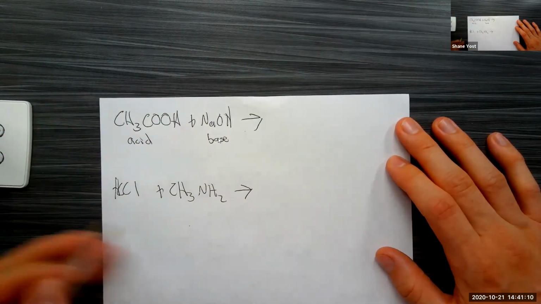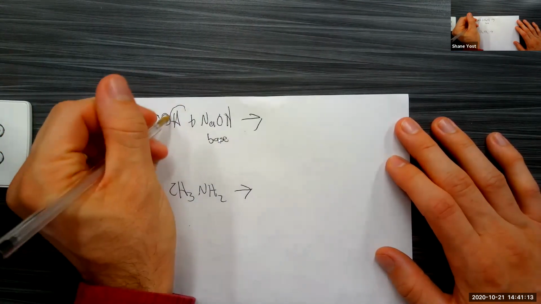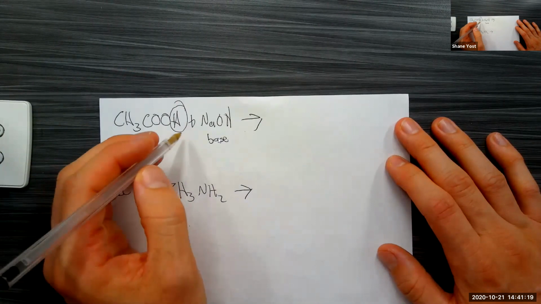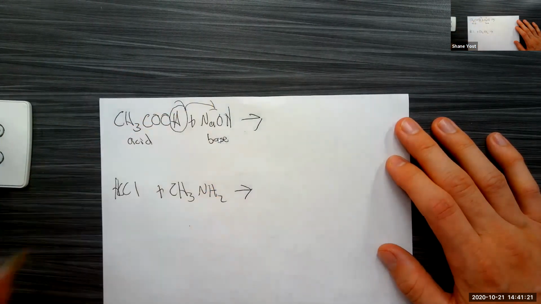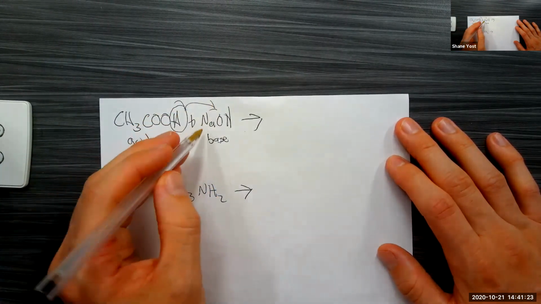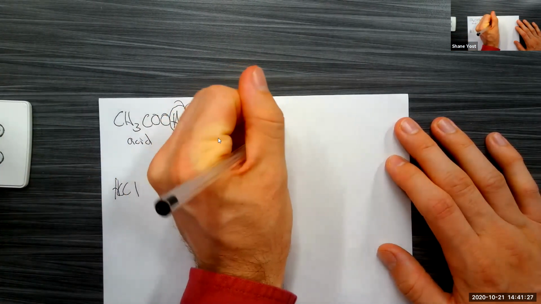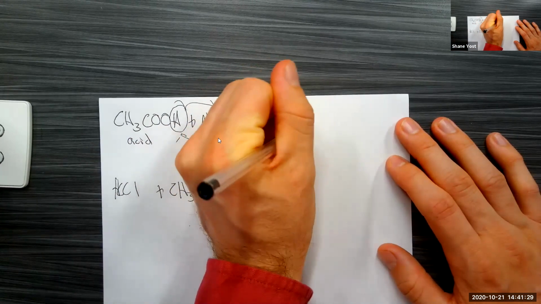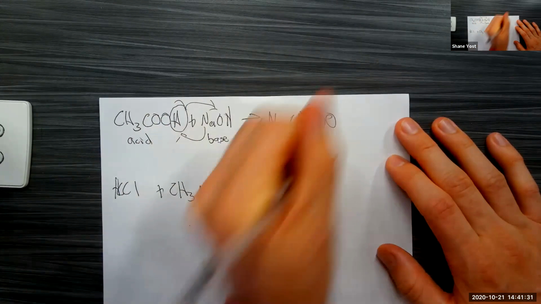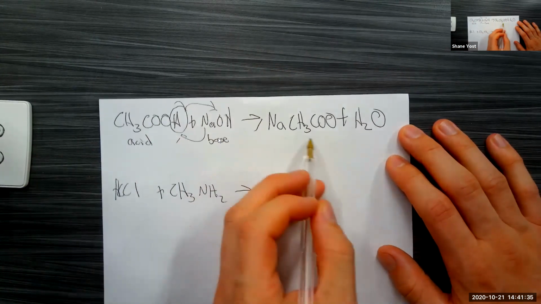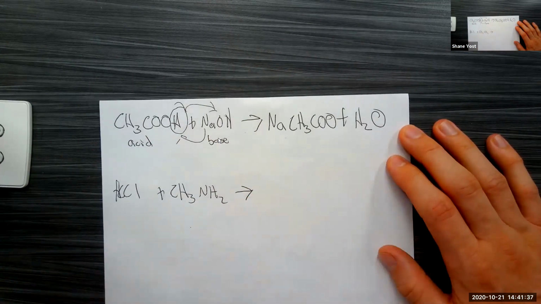Our acid donates a proton, so it's going to give up this one. It's going to donate that proton over here, and basically it's going to swap with the sodium here. So you're going to get sodium acetate, CH3COONa, plus H2O. Salt plus water.